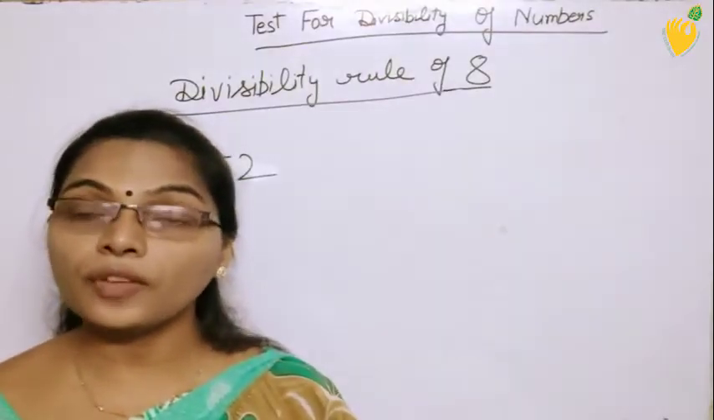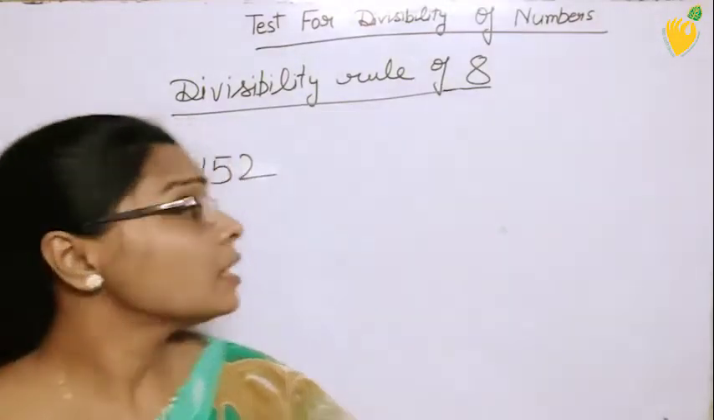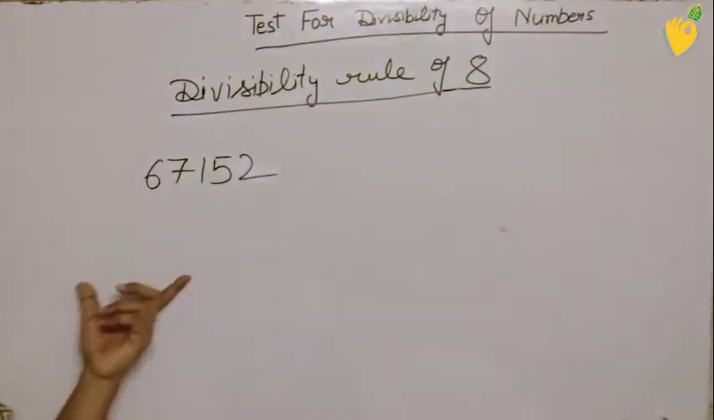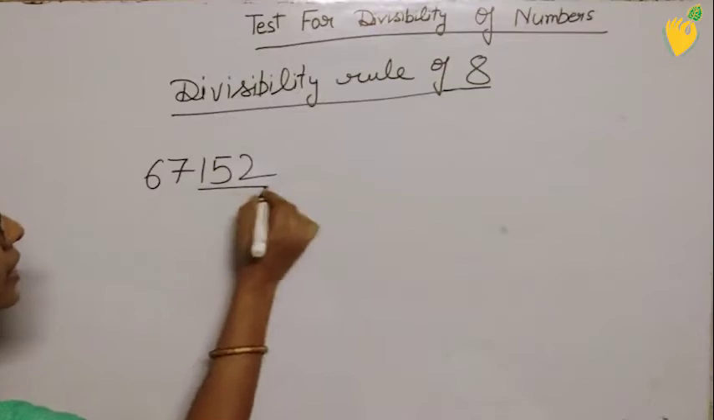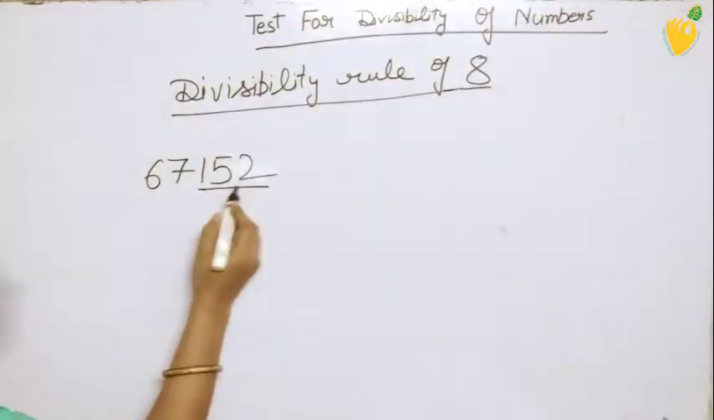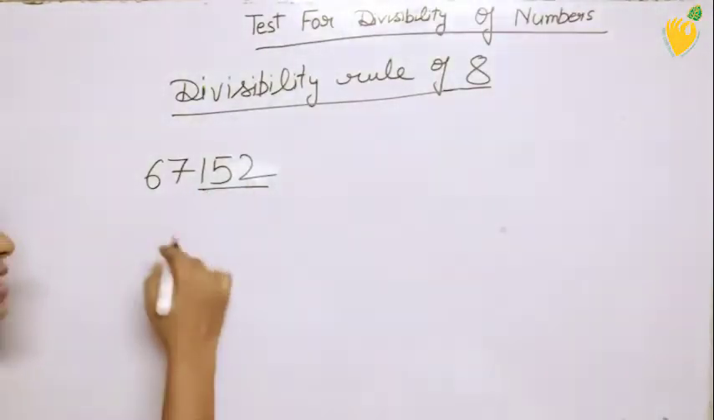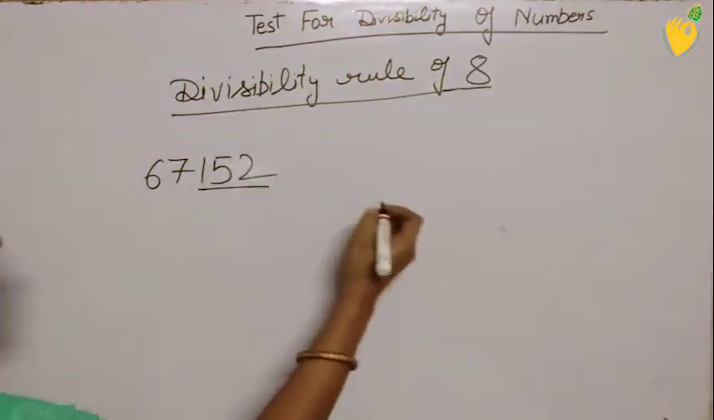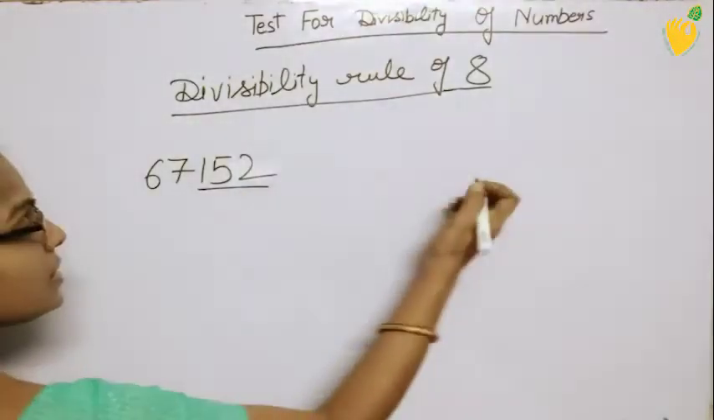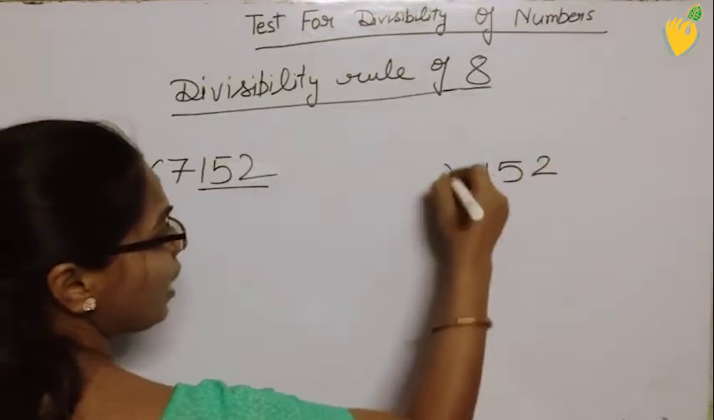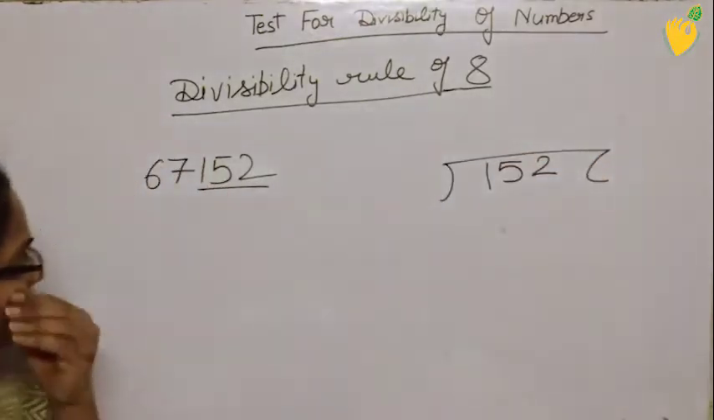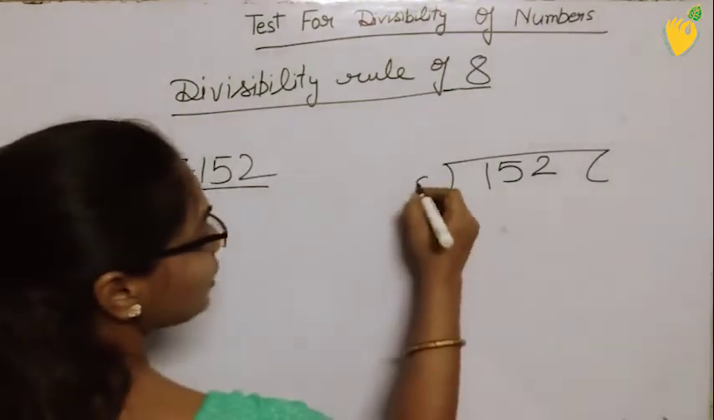Now, the divisibility rule of 8. What is this, students? A number is divisible by 8 only and only when the number formed by the digits at the hundreds, tens and ones place is divisible by 8. So the number formed by these 3 digits, students, is 152. You have to check whether this number is divisible by 8 or not.